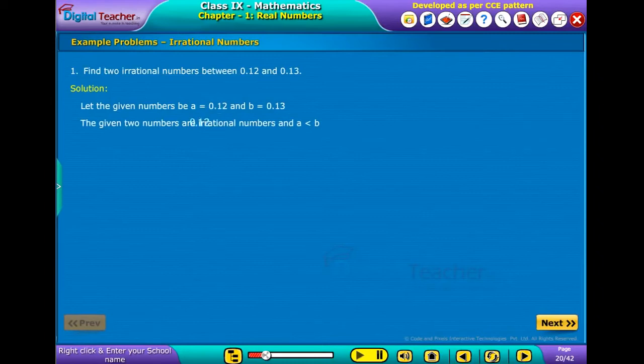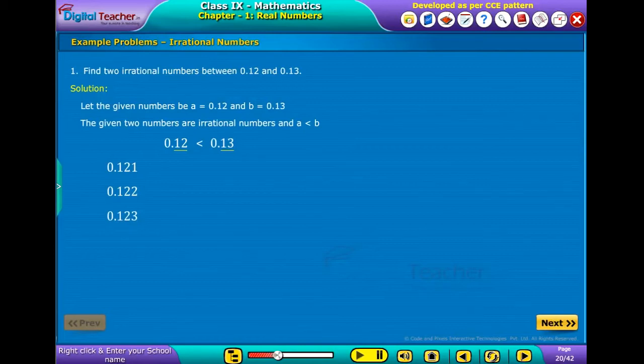By comparing both the numbers after the decimal point, the first digit is same in both the cases, and the second digit 2 is lesser than 3. Now, let us write some numbers greater than a and lesser than b. They are 0.121, 0.122, 0.123.